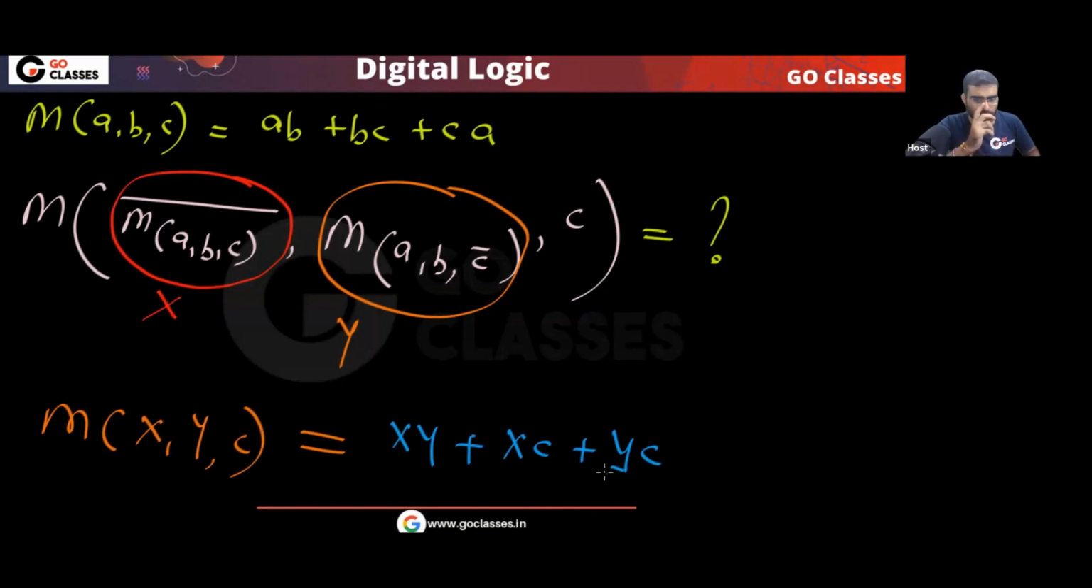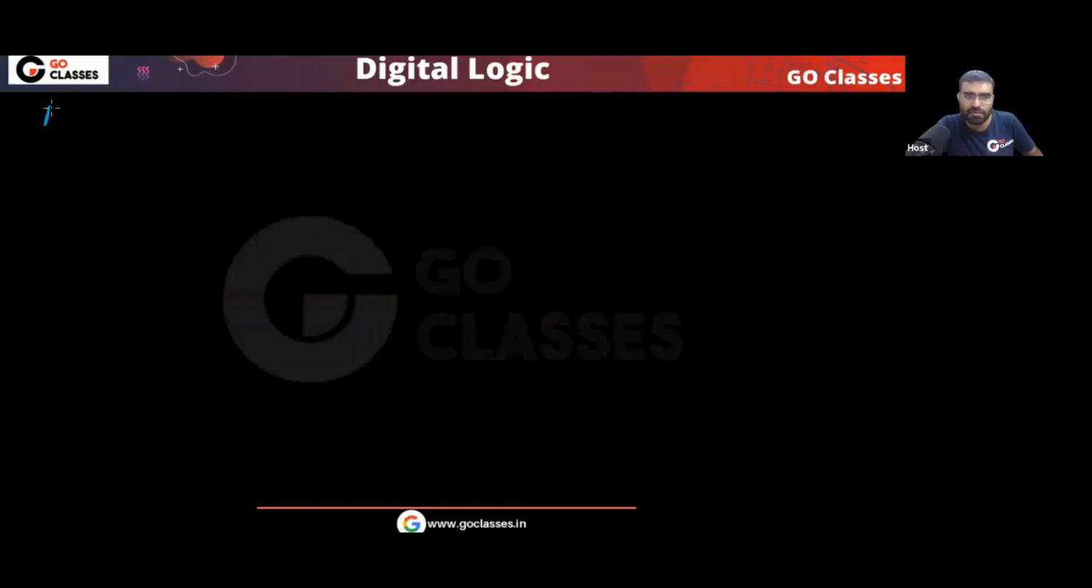Now what we have to find out? We have to find out what is X. Yes or no? So let's find out what is X. M is already given to you. M ABC, that is AB or BC or CA. This is already given to you.